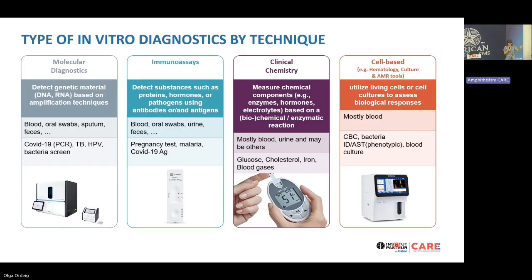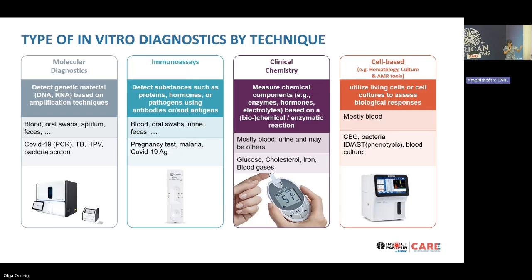So in vitro diagnostics can be classified in 4 groups, depending on the technique that they use. We have molecular tests, immunoassays, clinical chemistry, and cell-based tests. The molecular tests measure genetic material, DNA, RNA, and they can use different types of samples. They can work on blood, oral swabs, nasal swabs, sputum, feces, etc.